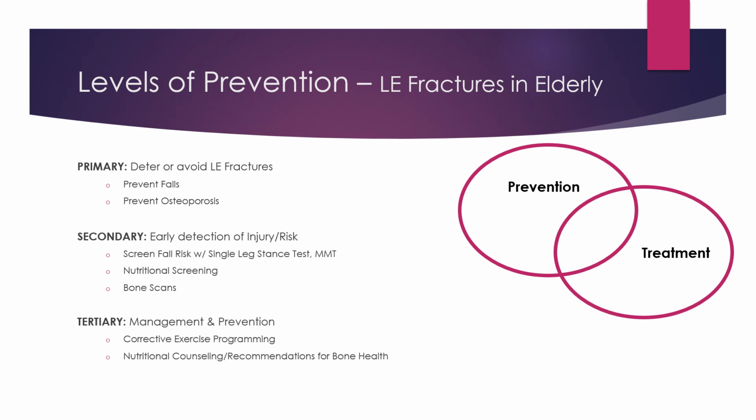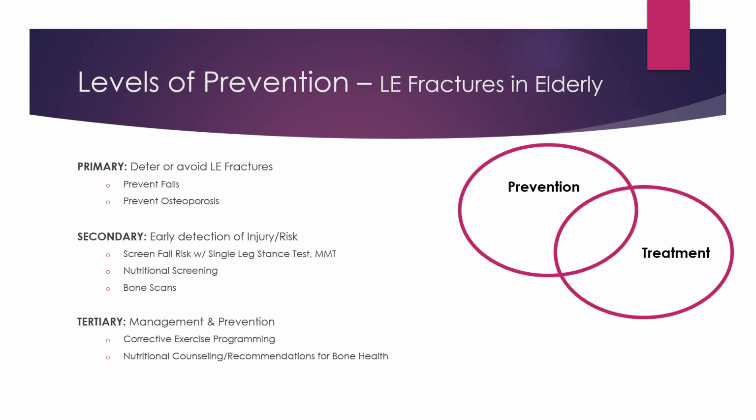fall risk with single leg stance tests, further investigating with manual muscle testing where we have neuromuscular asymmetries or dysfunction, looking at nutritional screening for the way that our patients are feeding themselves and contributing to bone health, and then bone scans to see what the actual state of their skeleton is at this time. A tertiary aspect is management and prevention. So looking at corrective exercise programming and nutritional counseling and recommendations for bone health.